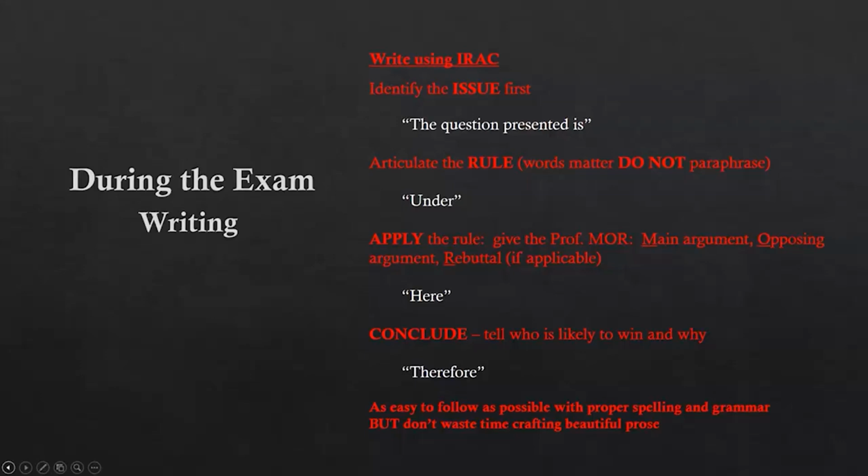So, for example, when you're identifying the issue, you're saying the question presented is, right? Or the issue is. You're articulating the rule, so the general proposition of law. And you don't want to paraphrase the rule. You want a good, solid rule statement that includes all of the relevant legal terms. So under the Restatement Second, comma, the rule for battery is blank. So using that word "under" may remind you to articulate the rule.